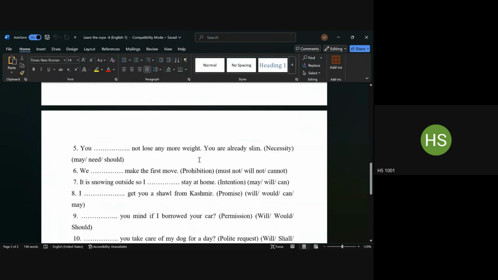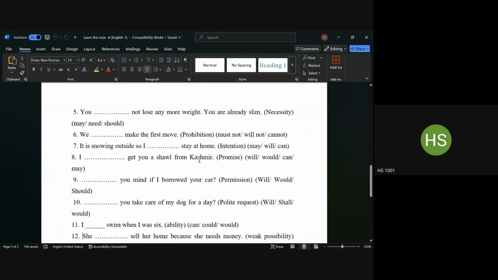Fifth one: You dash not lose any more weight. You're already slim. Necessity. May, need, should. I think this one has a few semi-modals also, but no problem. You dash not lose any more weight. You are already slim, and it's a necessity. Need. Since we do not have semi-modals, I'll change it to must. You must not lose any more weight. You're already slim. So, necessity.